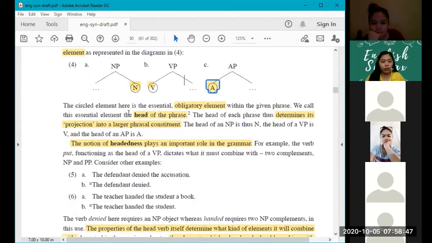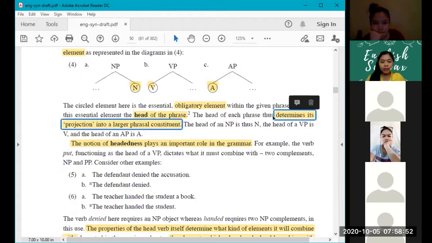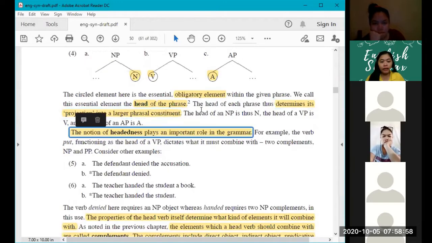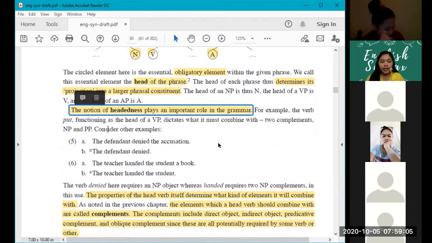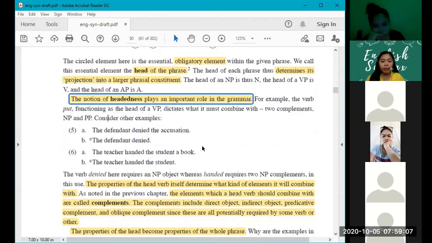So the head in each phrase determines its projection into larger phrasal constituents. For example, the head of the NP is an N, the head of the VP is a V, and so on. So the notion of headedness plays an important role in grammar.